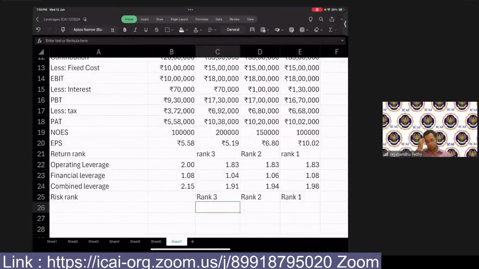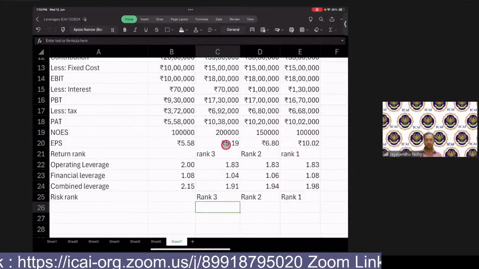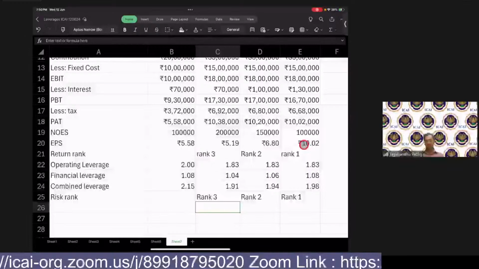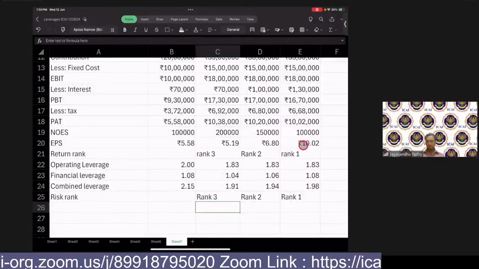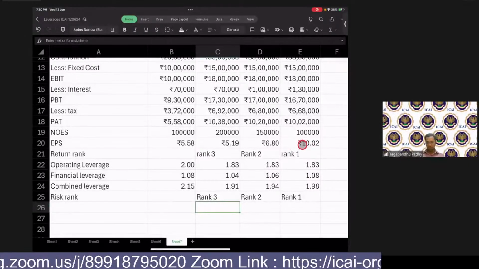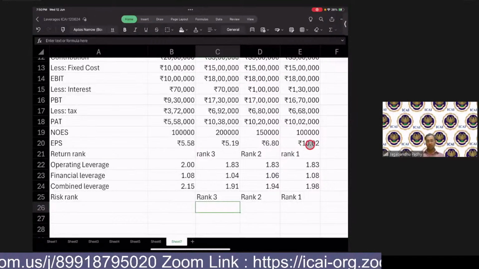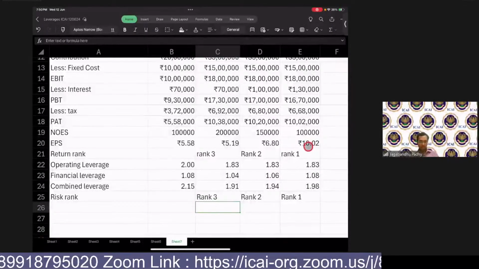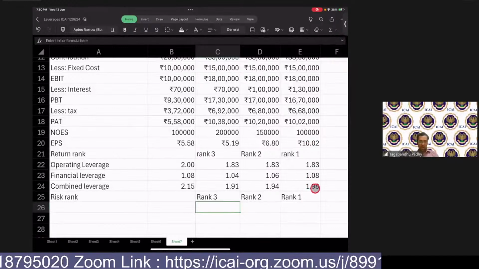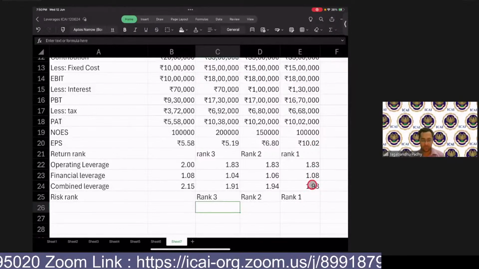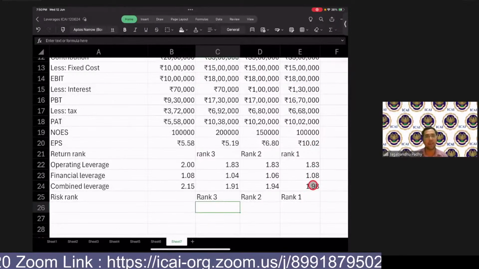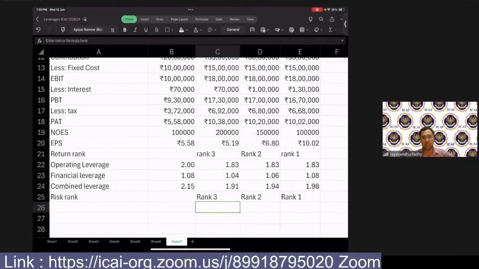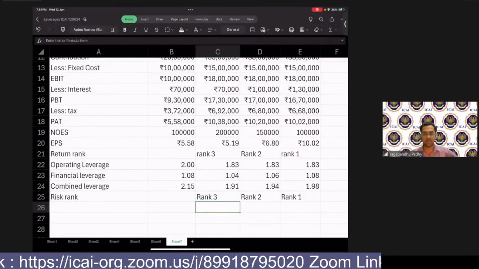Okay. Now, let's go to the interpretation part. As far as EPS is concerned, we know the highest possible EPS is in the last option, 10.02. But take it with caution, because that last option has the highest risk also, because it has the highest combined leverage. So risk as well as return, both of them are highest in that case.